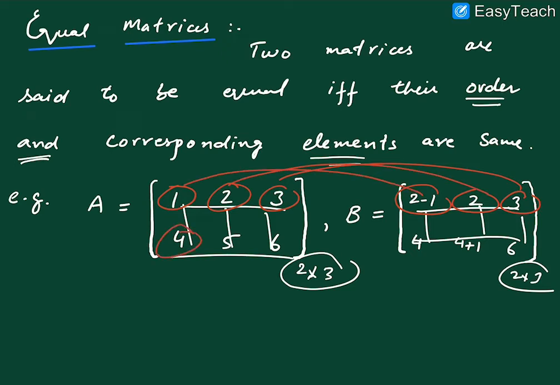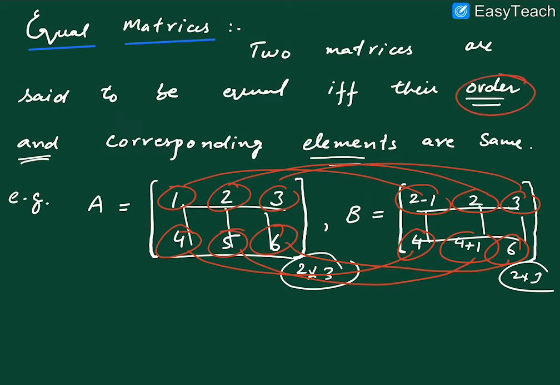Similarly here we have 4, so here we must have 4. Similarly 5 and 5, 4 plus 1 is 5, 6, and here we must have 6. So both conditions must be satisfied. The order of two matrices must be same, and the corresponding elements must be at the same position. If there is an element in the first row and first column, in the second matrix also it should be at the same place, that is the first row and first column.